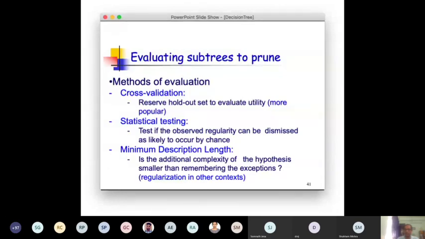Suppose you do this. What is the size of storage of that list of exceptions plus the size of your pruned hypothesis? Now, if the sum total of this size is less than the total size of the old hypothesis, which has also taken care of exceptions, then you should go for the second case. So these are the cases.